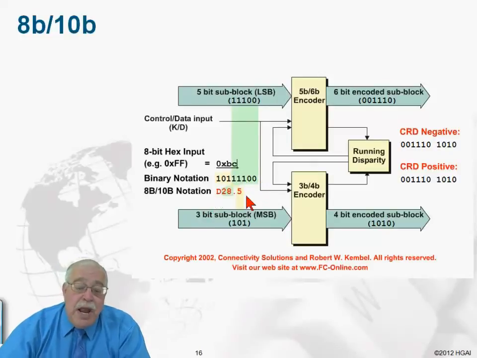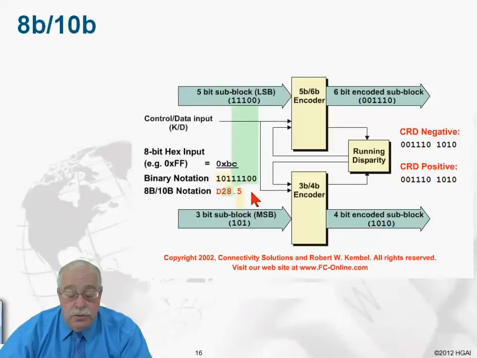The way we create the notation is, number one, it's a data character, not a special character. We take the upper 3 bits, 101, and we convert that to decimal, and we put it on the right side of the dot. We take the lower 5 bits, convert that to decimal, and put it to the left side of the dot. So from a notation point of view, this would be a D28.5 character.